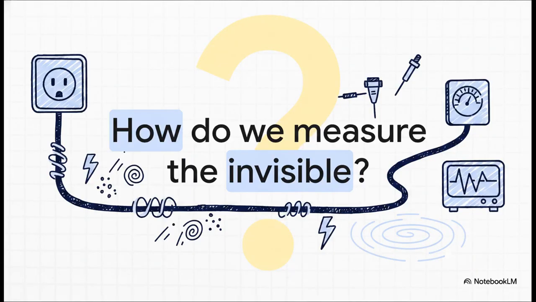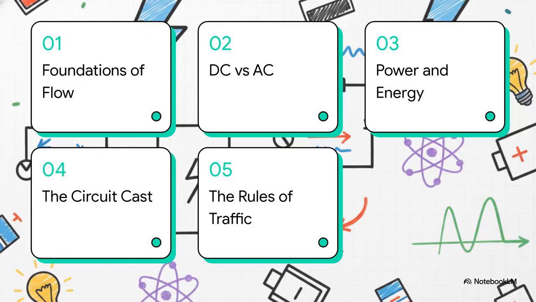Think about this for a second. How do we actually measure something we can't even see? That is the fundamental challenge of electrical engineering. Every single day, you interact with this incredible force. I mean, it's literally powering the device you're using to listen to this right now, but you can't see it with your own eyes. So how did engineers figure out exactly how to quantify, measure, and ultimately control this invisible power? Here's our roadmap for today.